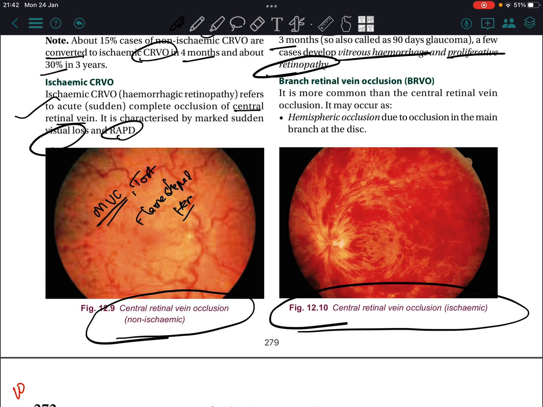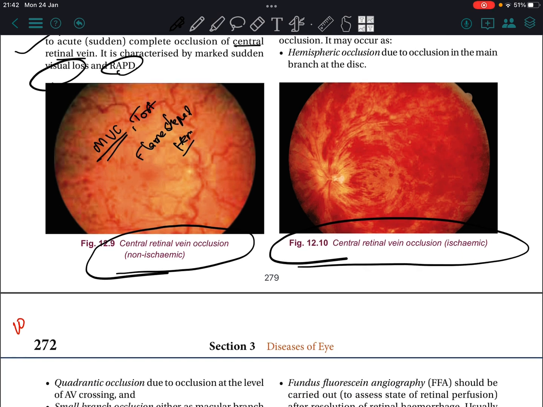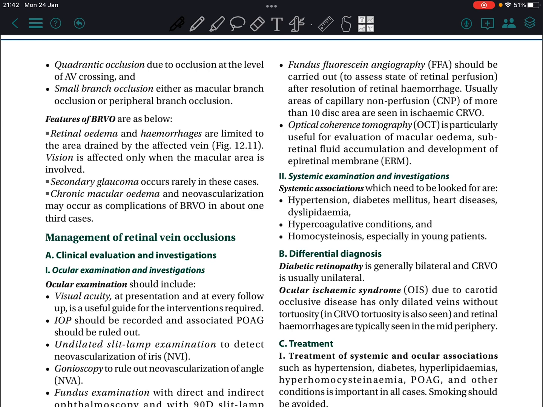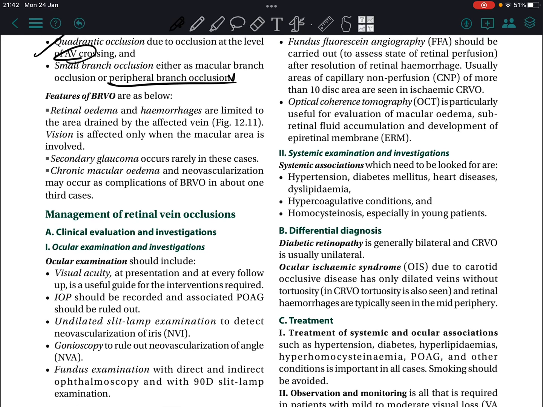Branch retinal vein occlusion (BRVO). It may occur more commonly than central retinal vein occlusion. It may occur as hemispheric occlusion due to occlusion of the main branch at the disc, quadrant occlusion due to occlusion at the level of AV crossing, or small branch occlusion, either as macular branch occlusion or peripheral branch occlusion.